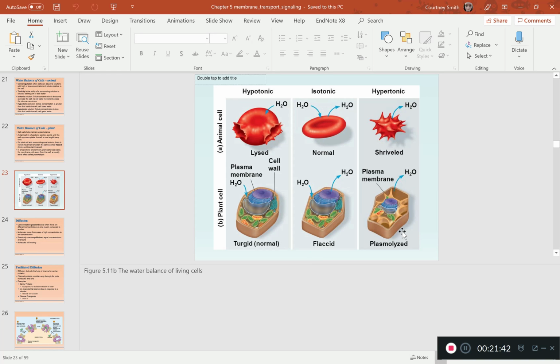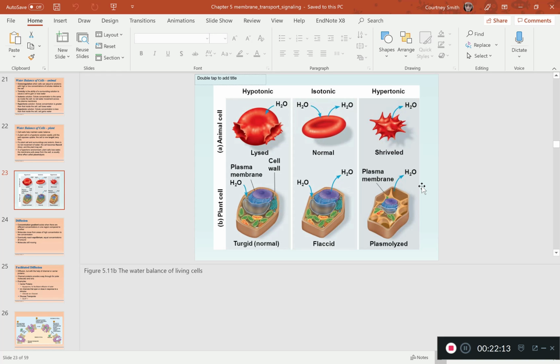Now, if you were to put it in a hypertonic solution, like salt water when it's not supposed to be in salt water, what will happen is that the plasma membrane will actually start detaching from the cell wall and it'll undergo something called plasmolysis. This is whenever water just rushes out of the cell, and it's the plant version of shriveling. So that answers number 10 on the review.